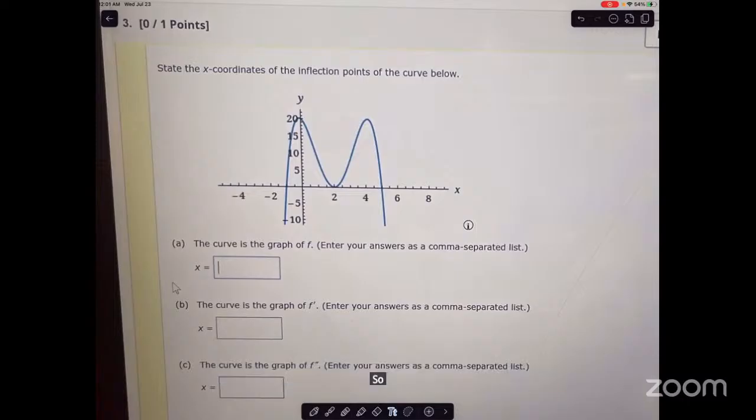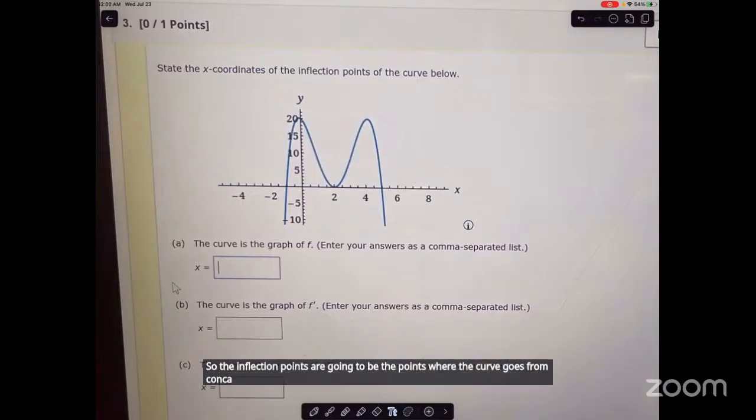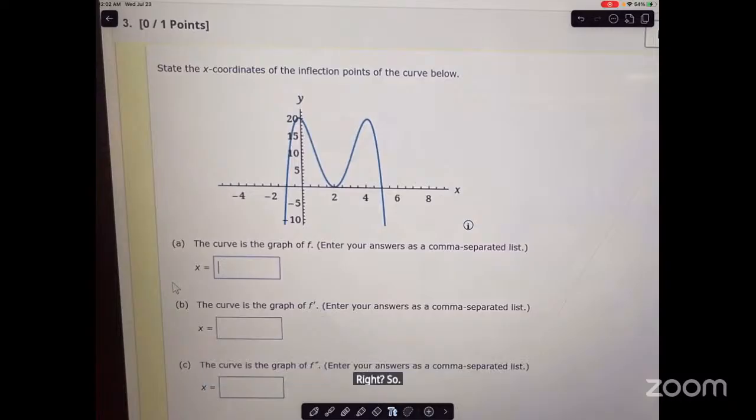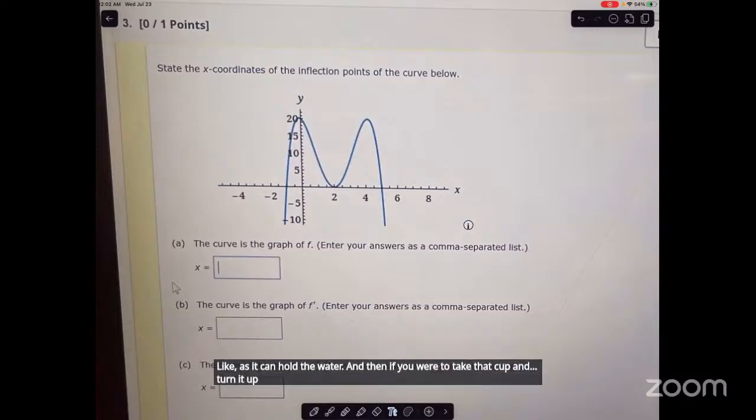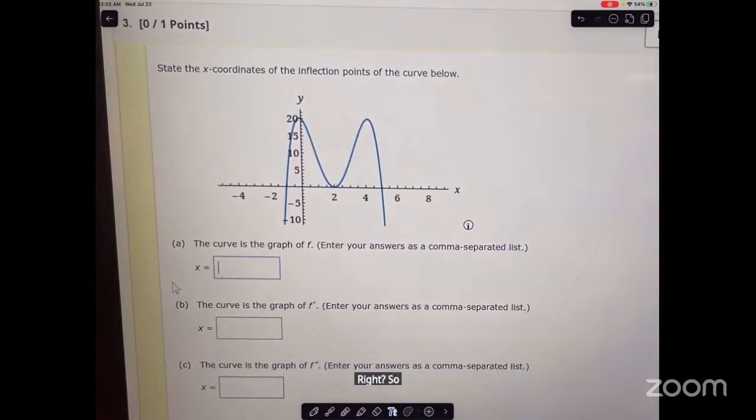So the inflection points are going to be the points where the curve goes from concave up to concave down, or vice versa, right? So if you think about a cup you're drinking from, when you're holding it regular, we consider it concave up, as it can hold the water. And if you turn it upside down and dump all the water out, we call that concave down, right? So the curves, we either consider them concave up or concave down. And so where the curve goes from concave up to concave down or vice versa, we call that a point of inflection.